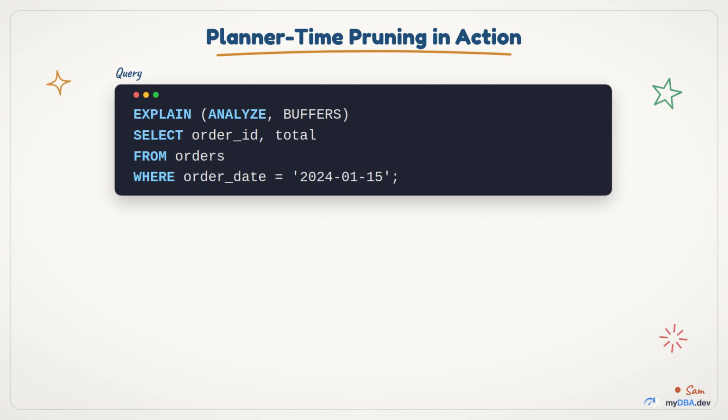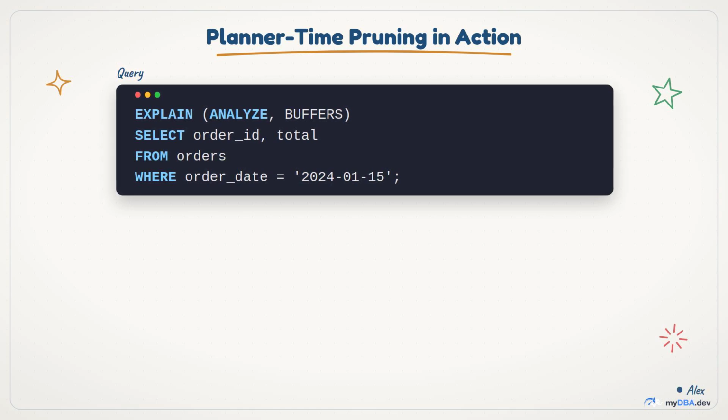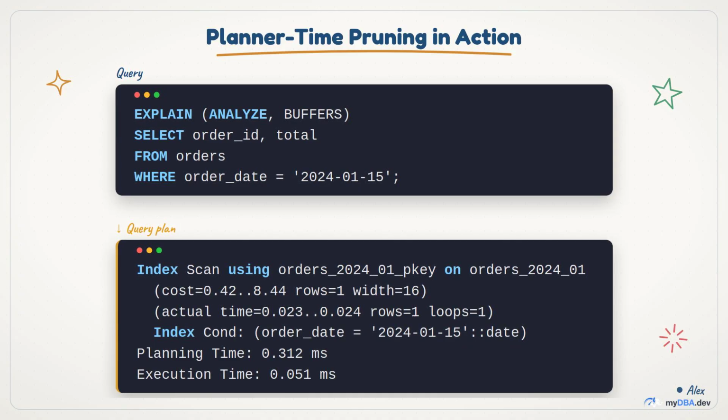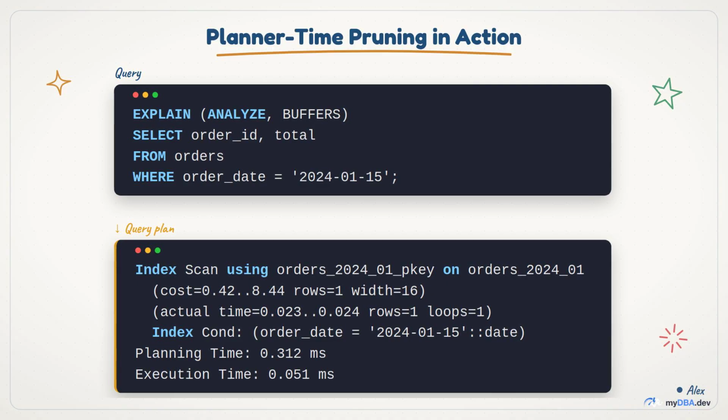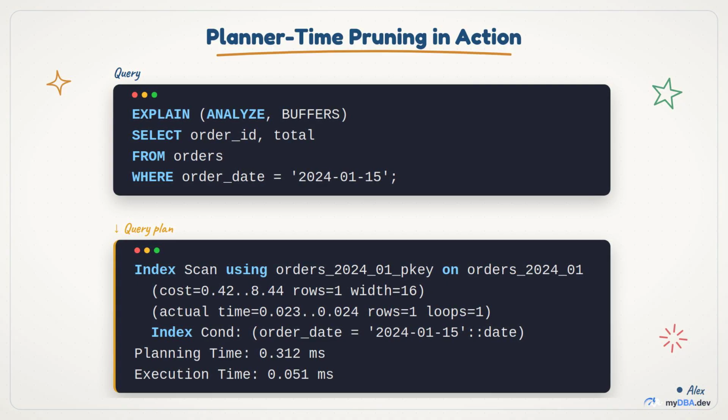And the planning time is just a third of a millisecond? Correct. Planner time pruning adds almost nothing to planning cost. The execution scans one partition, hits the index, finishes in 50 microseconds. This is the gold standard. The other partitions were never even considered.